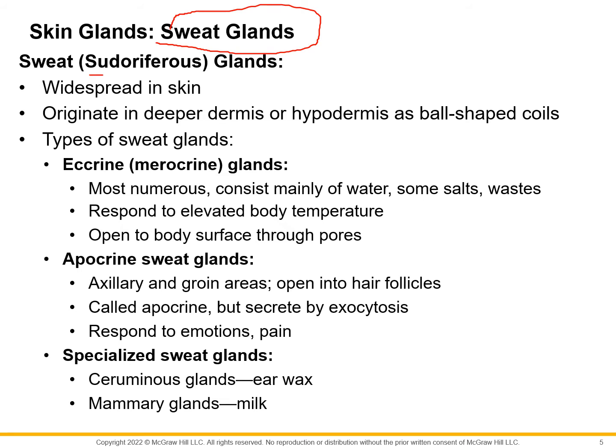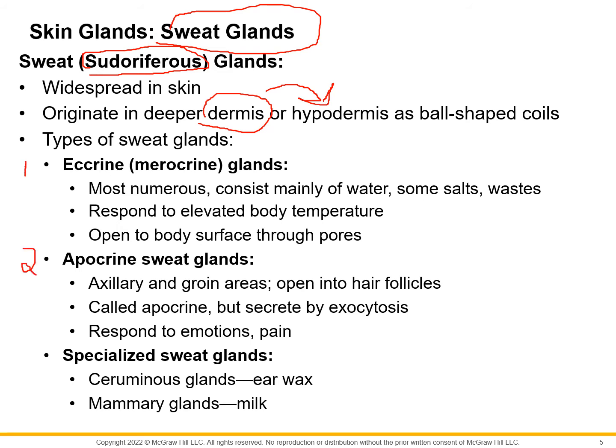So the other types of glands are sweat glands. We call them sudoriferous glands. They are going to be throughout the skin in general, and there's basically two types. There are some special ones, but basically two types. They're mainly in the dermis. Occasionally we'll see the apocrine gland get down to the hypodermis, but generally they're in the dermis. And the two main types are eccrine and apocrine.